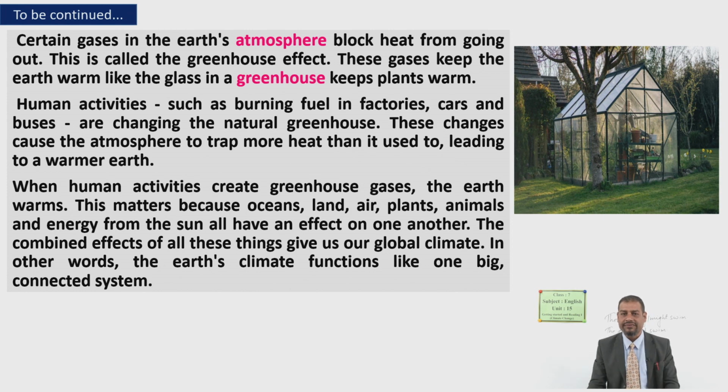Is it clear to you? Good. Let's go to the next paragraph. Human activities, our activities. For example, what have we been doing? And because of our activities, there is global warming. For example, you can see such as burning fuel in factories, okay? Cars and buses are changing the natural greenhouse. These changes cause the atmosphere to trap more heat than it used to, leading to a warmer earth.